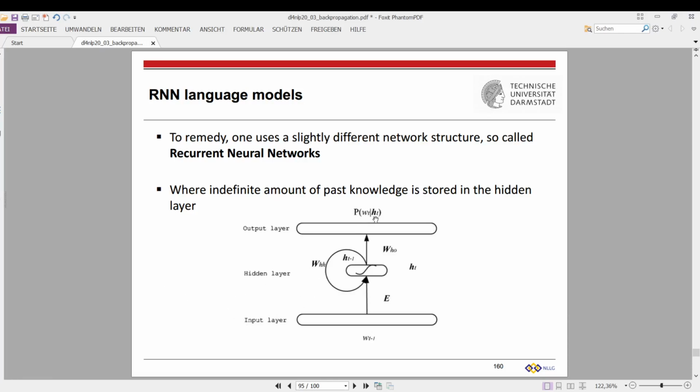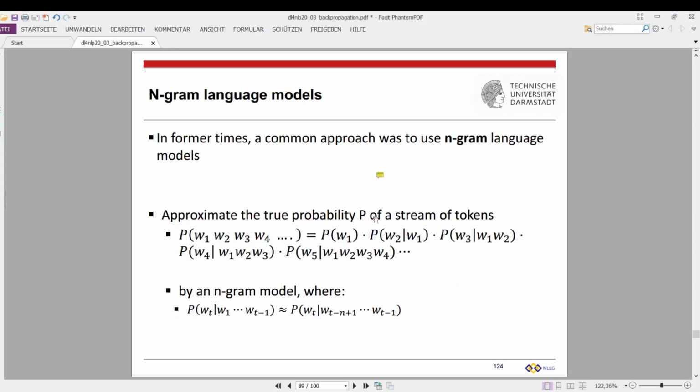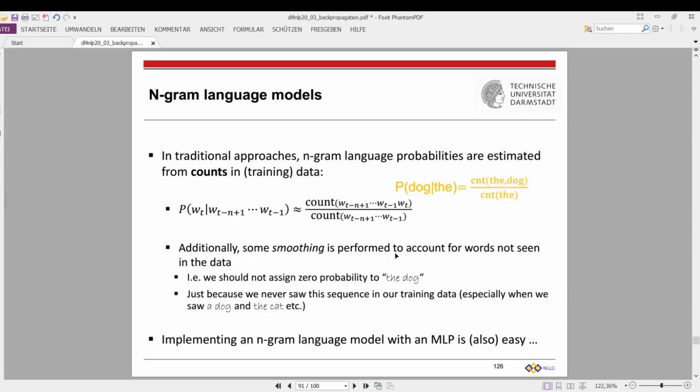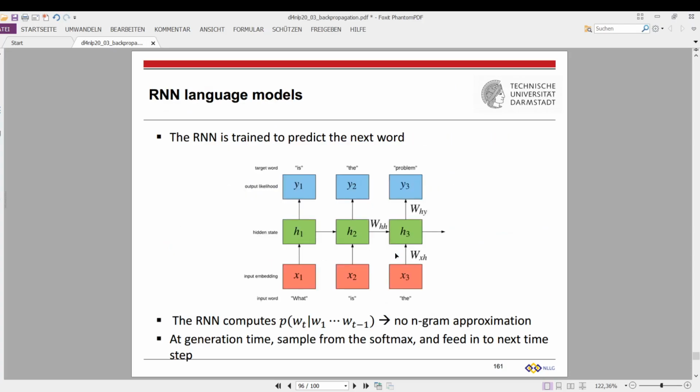And in that way, we can really calculate the exact probability as given here. So we can calculate the exact conditional probabilities for each of these factors, right? We can really condition on a history that is arbitrarily long. And how would that be implemented in practice?